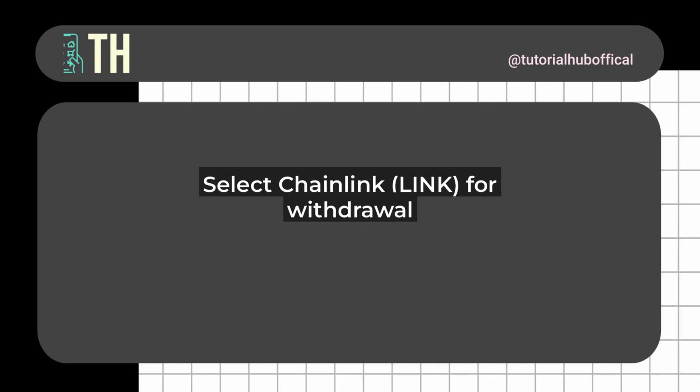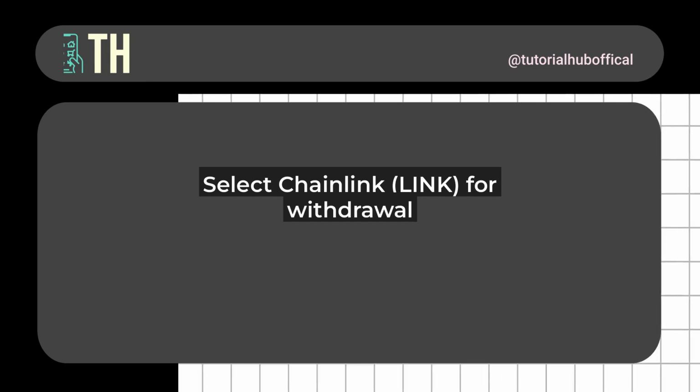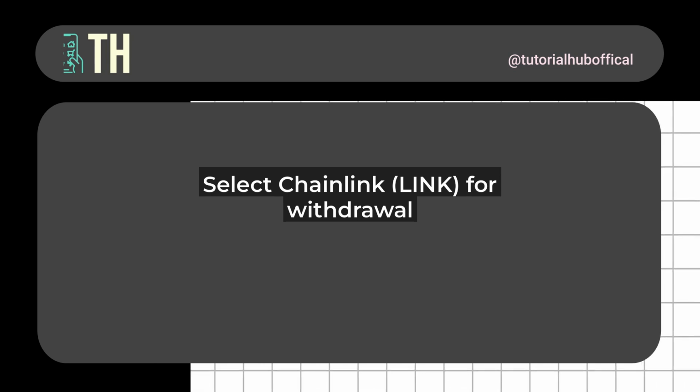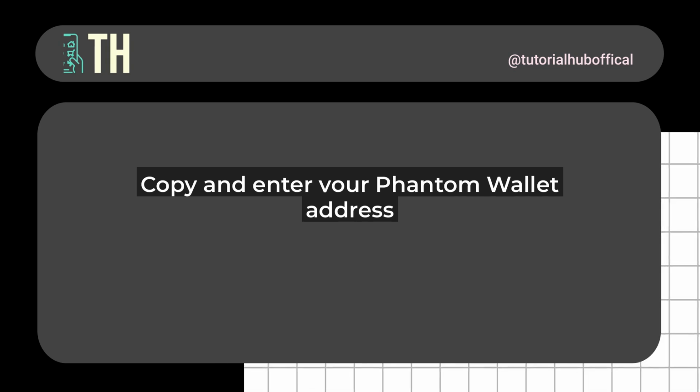Step 1. Log into your Kucoin account and head over to the Assets, or Wallets, section. Find your Chainlink balance and click on the Withdraw button next to it. This is where things get exciting.